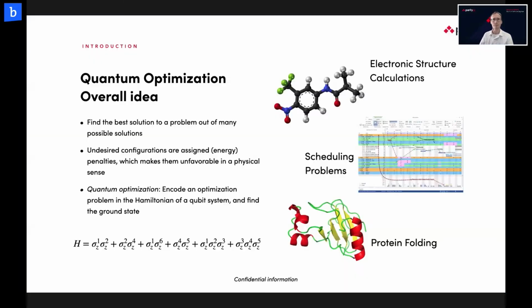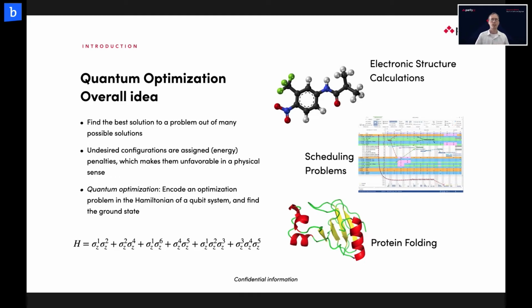other. So, of course, the theme of this conference is real-world use cases, and quantum optimization is a major part of that. There are many interesting problems that one wants to solve in various industries regarding, for example, electronic structure or scheduling or protein folding. We've heard a whole lot of other examples the last 2 days. And of course, the general goal in each of these cases is to find the best solution to a problem out of many possible solutions.